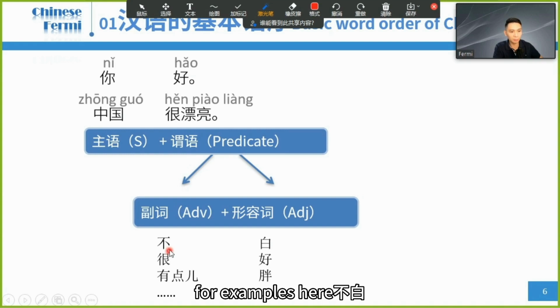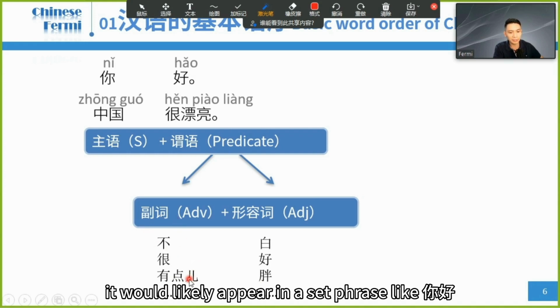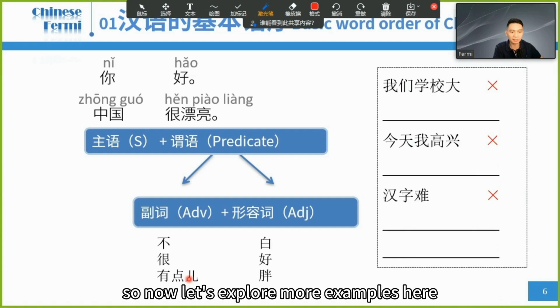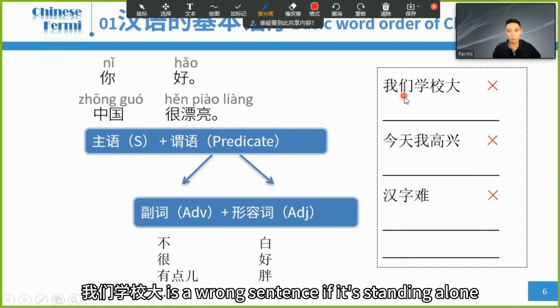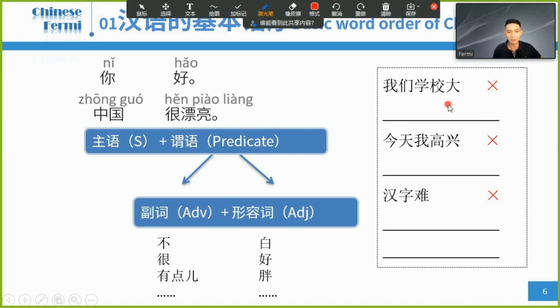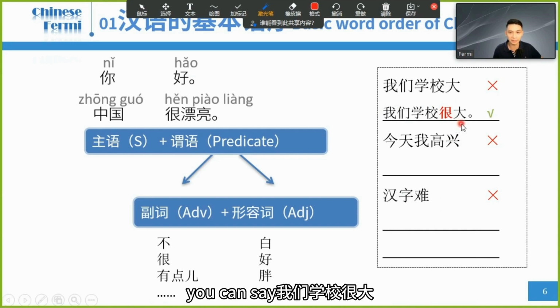For example, here, 不白, 很好, 有点胖. If you use the adjective without an adverbial modifier, it would likely appear in a set phrase like 你好 or in comparative sentences. So now let's explore more examples here. 我们学校大 is a wrong sentence if it stands alone, because we need to use an adverbial before the adjective 大. So we can add an adverbial modifier 很 before the adjective 大. You can say 我们学校很大.